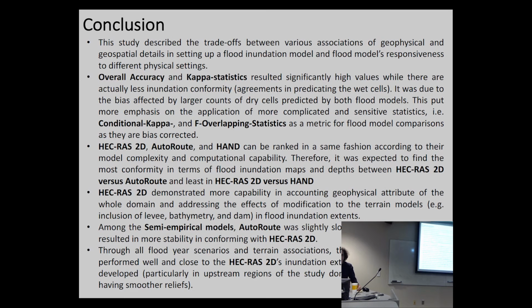So among the semi-empirical models in general, AutoRoute was slightly slower than HAN because it's more complicated than HAN. However, it resulted in more stability in conforming with HEC-RAS, the physical and accurate model. And through all flood year scenarios and terrain associations, the semi-empirical models performed well and close to HEC-RAS 2D's inundation extent and flood depths, particularly in those places that are less developed than the lower part of the stream that is urbanized and highly developed.